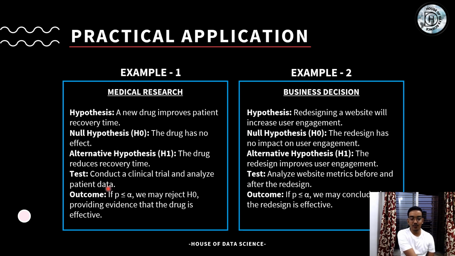If the p-value comes less than alpha, then you will reject the null hypothesis and say that the drug is effective. Whereas if the p-value comes greater than alpha, if the alpha was 0.05 and the p-value comes as 0.08, that means you will fail to reject the null hypothesis and you will say that the drug has no effect. So this is how the null hypothesis has to be formulated, and then you have to take out the outcome for a particular application.